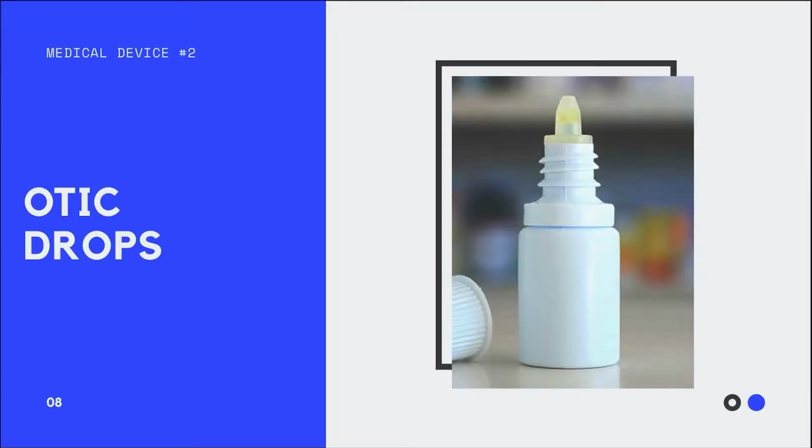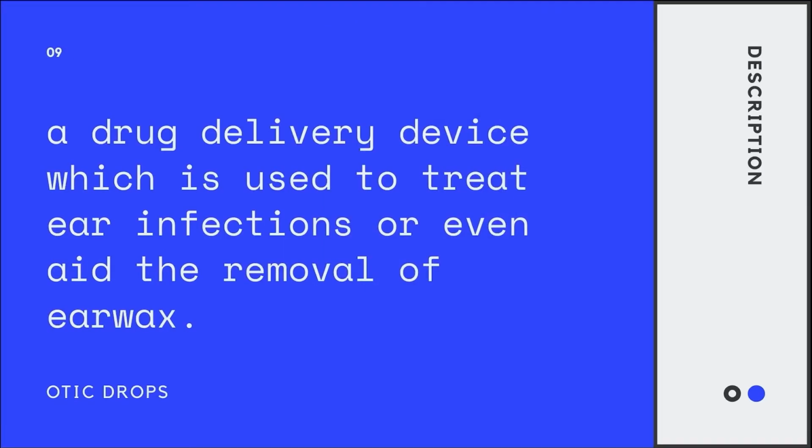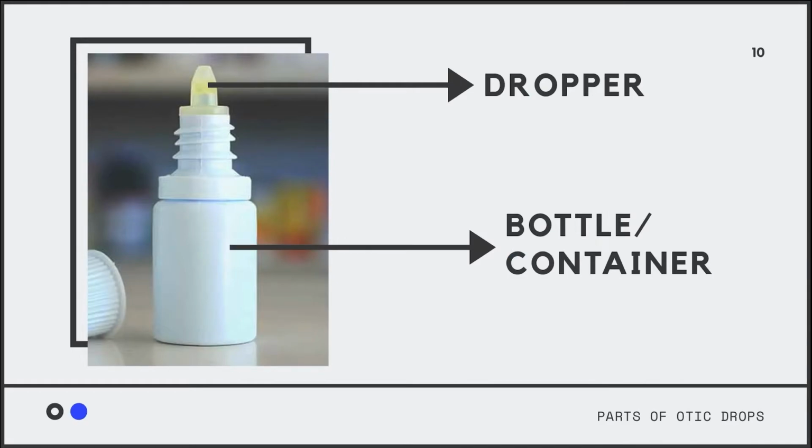Next up is otic drops. An otic drop is a drug delivery device which is used to treat or prevent various ear infections or even aid the removal or loosening of earwax. Not all are over the counter, and they are simply used for short-term treatment. An otic drop has two parts: the dropper, which assists in the delivery of the formulation, and the bottle, which holds the article and may be in direct contact with the article itself.